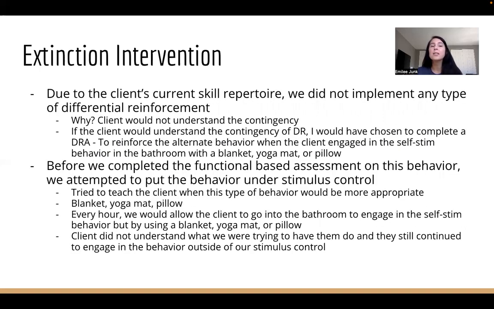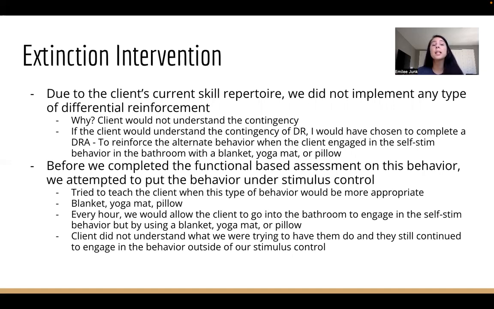So, due to the client's current skill repertoire, we did not implement any type of differential reinforcement. Why? Because the client would not understand this contingency. If the client would understand the contingency of DR, differential reinforcement, I would have chosen to complete a DRA to reinforce the alternate behavior when the client would engage in the self stim behavior in the bathroom with a blanket, yoga mat, or a pillow.